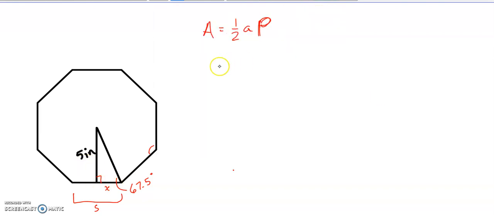I'm going to use another tangent ratio. The tangent of 67.5 is going to be equal to 5 over x. So that x length that I've labeled is going to be 5 divided by the tangent of 67.5. I'm going to double that to get the side length of the octagon, because that was only half. We need the whole thing.